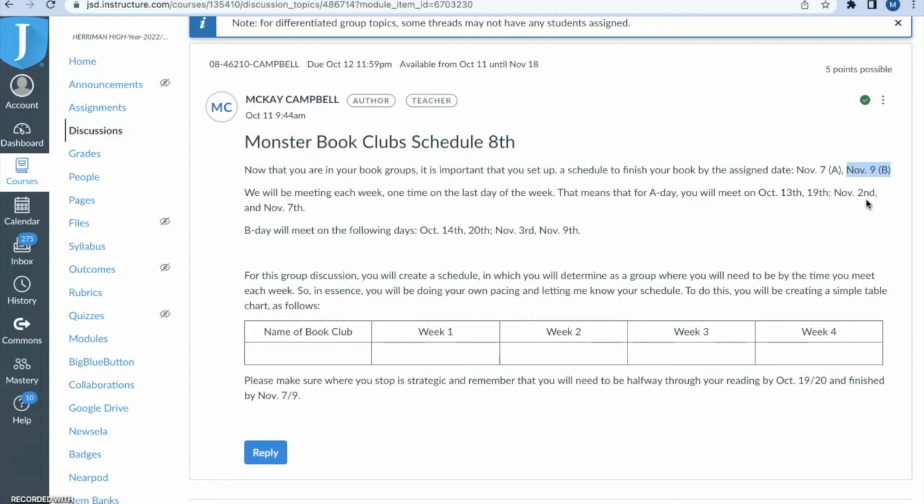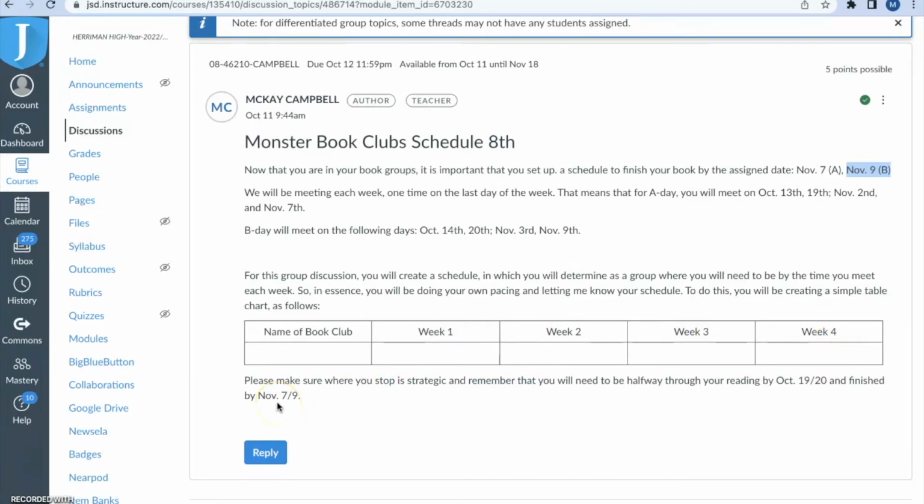What's going to be interesting about these book clubs is that you'll be meeting once a week to have discussions in your book clubs. That means we'll be meeting together on this Friday, October 14th, and then next week on Thursday, October 20th, and then we get back from break on November 3rd, and then lastly on November 9th. So we're going to be meeting 4 different times.